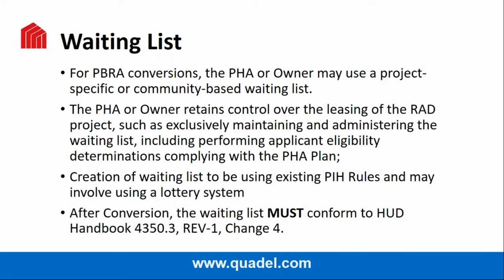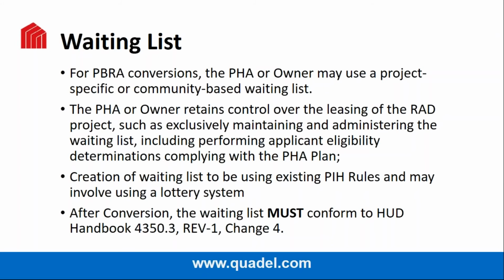A PHA owner may not adopt a preference that would have the purpose or effect of substantially delaying or denying the participation of other eligible families in the program on the basis of race, color, national origin, religion, sex, disability, or familial status, or would create or perpetuate segregation. The RAD notice states that the PHA shall consider the best means to transition applicants from the current public housing waiting list to the new waiting list format. So keep that in mind too when converting.